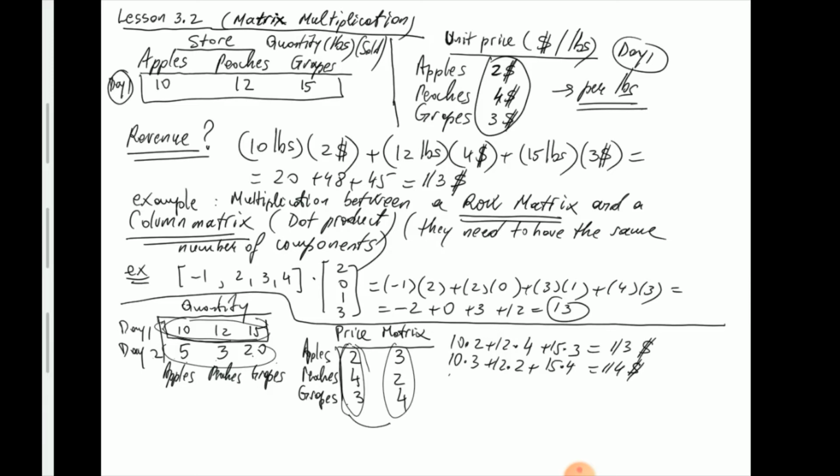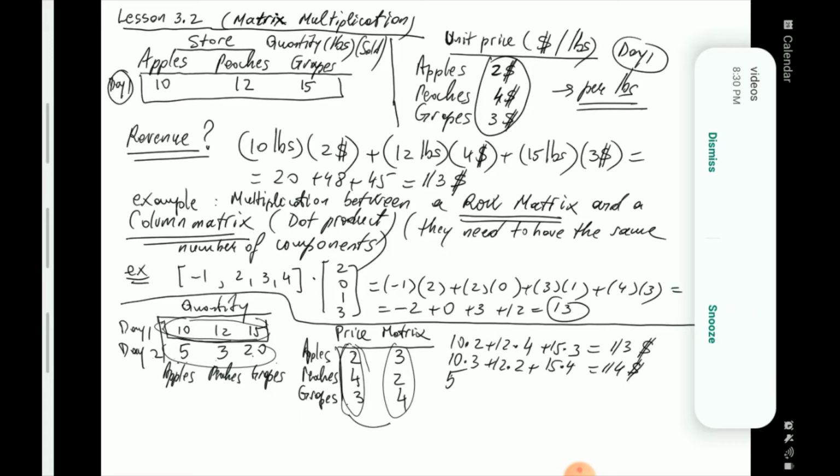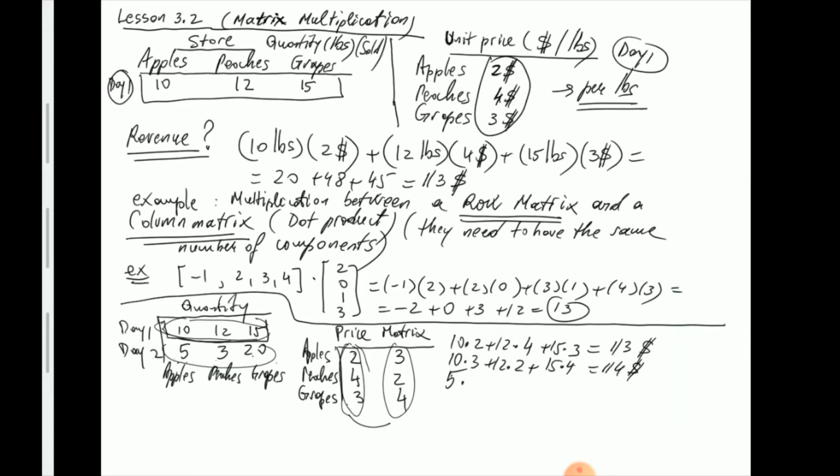Then again, going back to the second quantity, 5, 3, 20, with the first set of prices, I can have 5 pounds times $2, then plus 3 times 4 plus 20 times 3. So that's 10 plus 12 plus 60, which gives me $82. And then the last combination, I can have again the same quantity, 5, 3, 20, paired with 3, 2, 4. So 5 times 3 plus 3 times 2 plus 20 times 4. That's 15 plus 6 plus 80. That's 21 plus 80. That's $101.